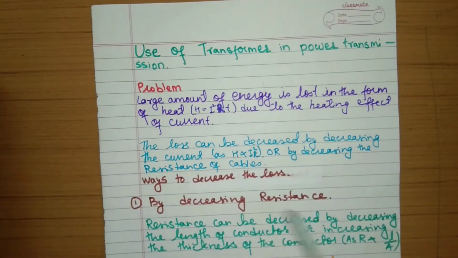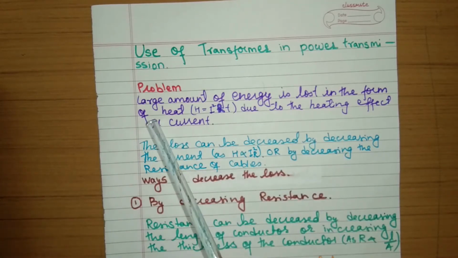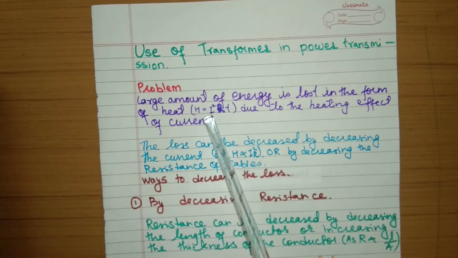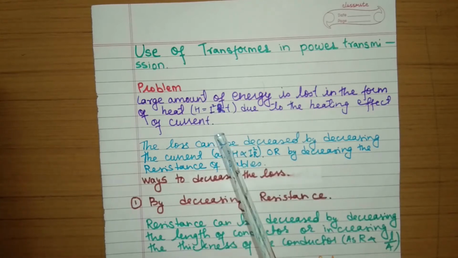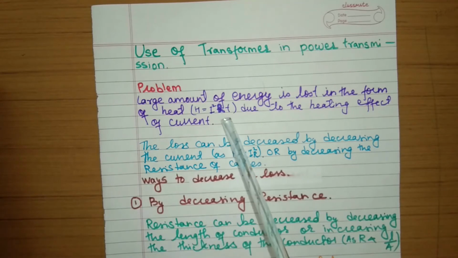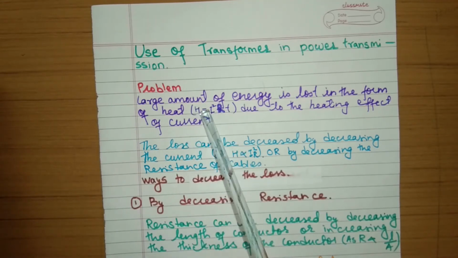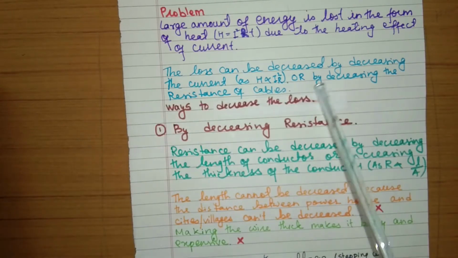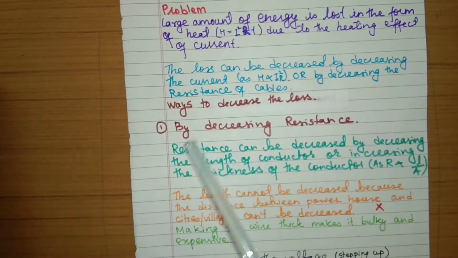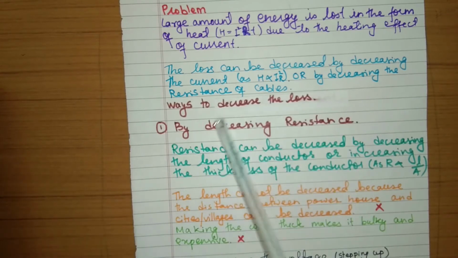While transferring power from one point to another, there is a lot of wastage of energy due to the heating effect of current, and the heat produced by a conductor is given by H = I²RT. So the heat produced by the conductor depends upon the current and the resistance. In order to reduce the heat loss, we can reduce the current or we can reduce the resistance, because it is proportional to the square of current and the resistance. So there are two possible ways to reduce the loss.